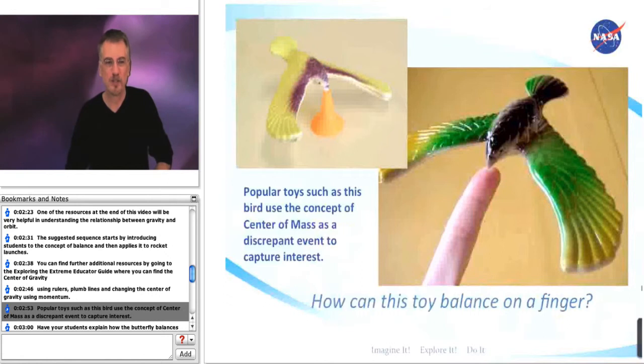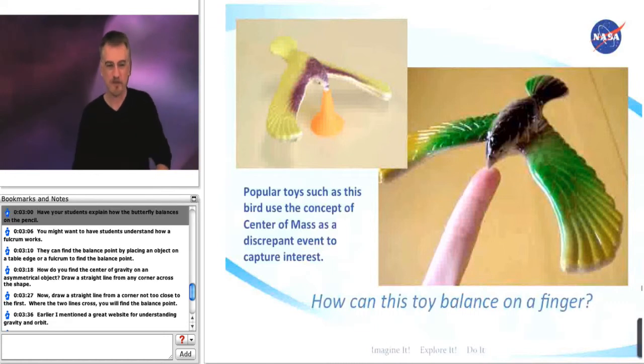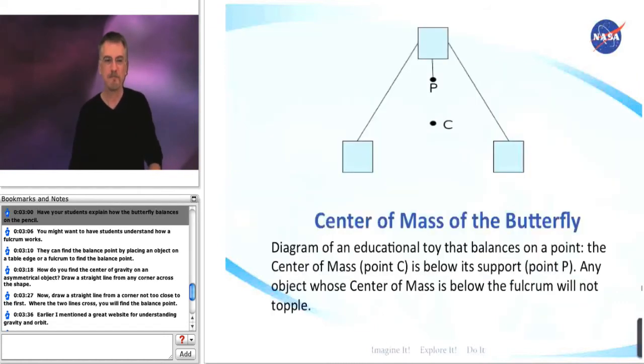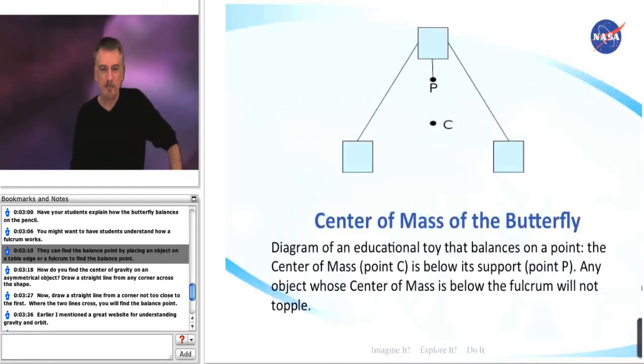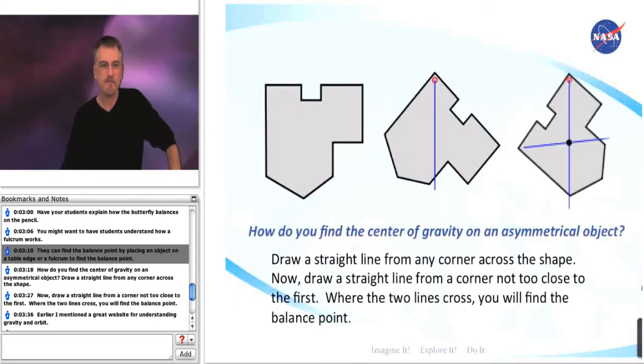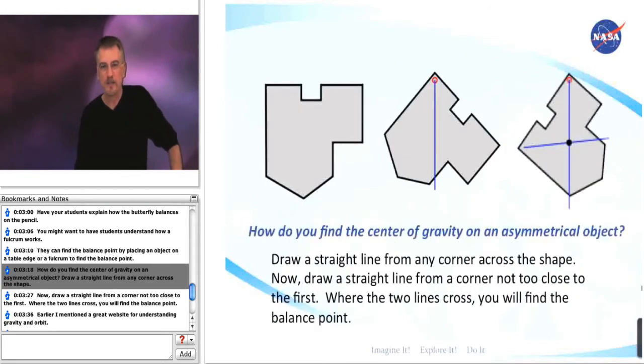Popular toys such as this bird use the concept of center of mass as a discrepant event to capture interest. Have your students explain how the butterfly balances on the pencil. You might want to have students understand how a fulcrum works. They can find the balance point by placing an object on a table edge or a fulcrum to find the balance point.